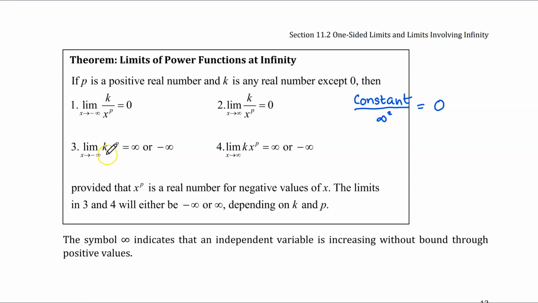Now for the limit of a constant times x to the p, this will be equal to either positive infinity or negative infinity, depending on the sign of k, whether you have negative infinity or positive infinity, and whether p is odd or even. So this follows the rule of signs. When you evaluate this, you take into consideration the sign of your constant, the sign of your infinity, and the value of your p.